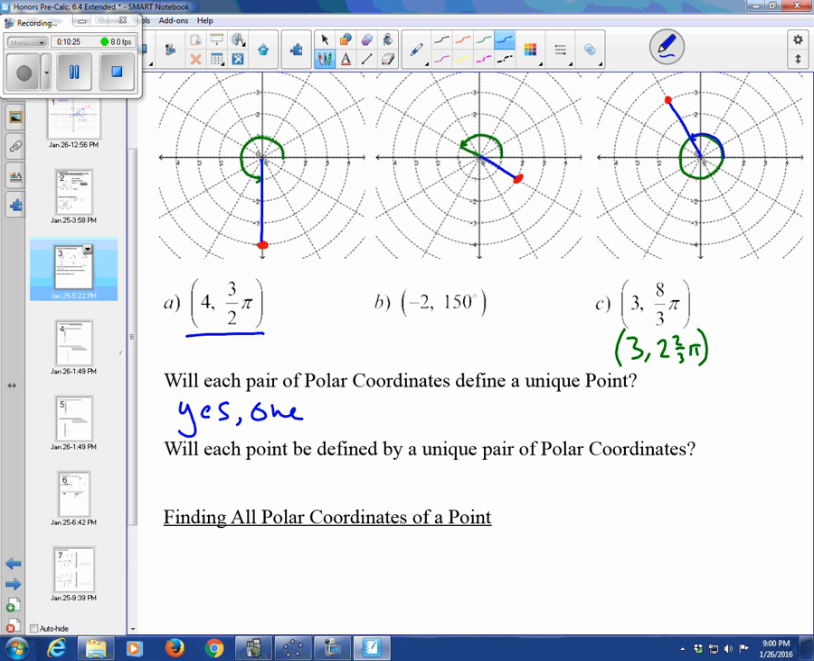One rotation and one distance defines one point.